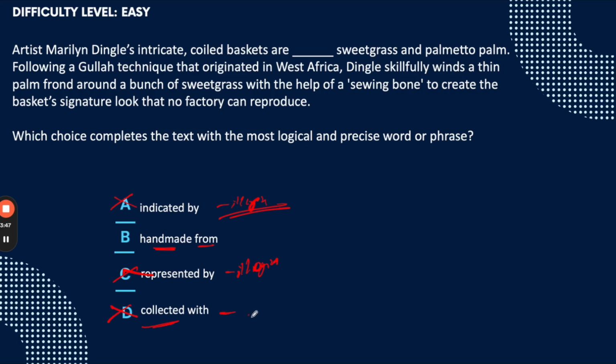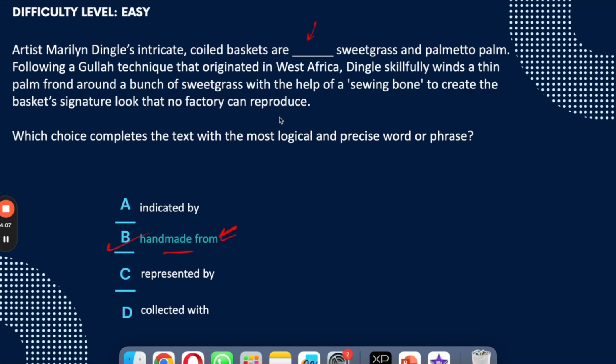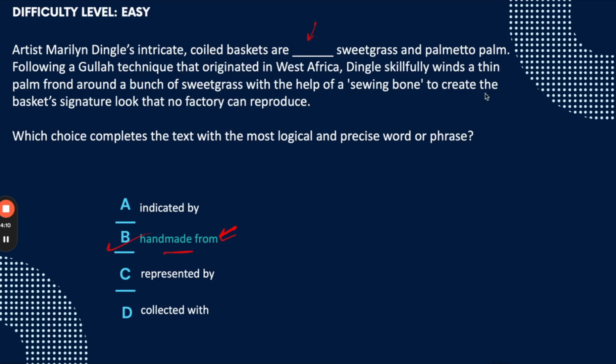So I wouldn't say this is illogical, but this is not relevant. So this is irrelevant as per the context set in the text. Now with this, we have the correct option, that is choice B. You can always cross-check if you have picked up the right answer by substituting the blank with the option that you picked up, right? So it says, artist MD's intricate coiled baskets are handmade from sweetgrass and palmetto palm. It makes complete sense. So very clearly, we have choice B as the correct option.